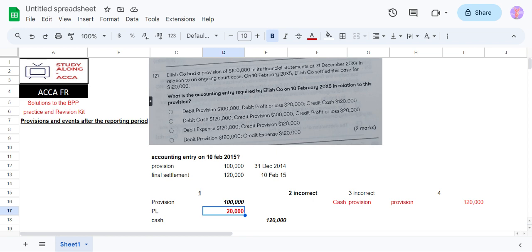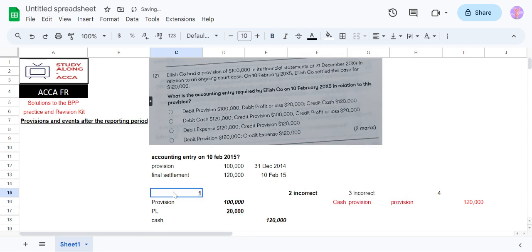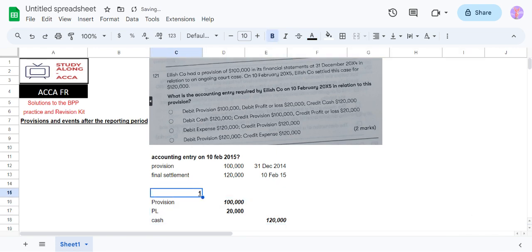So this is right. I mean, considering all the options, this first one is the right one. So everything else is incorrect. Our answer will be this one. Our journal entry will be debit this, and credit cash.